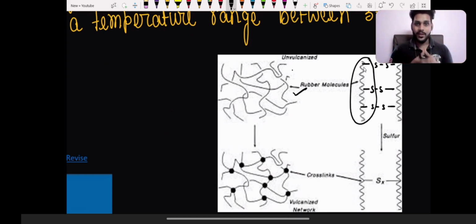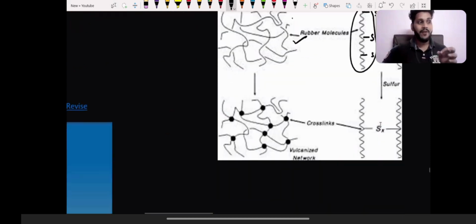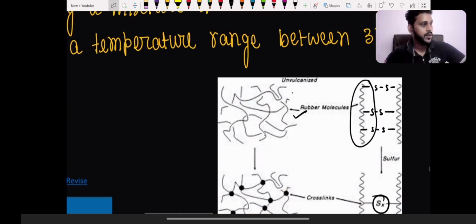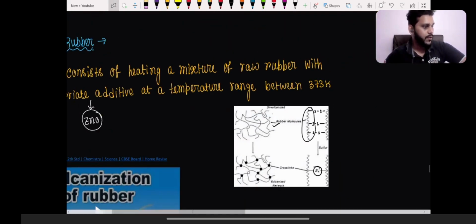Just like united we stand, divided we fall. Separately, they are not really that strong, but the moment you have some sulfur linking them like that, they would be stronger now. Very simple with respect to understanding that concept. So guys, what are we doing here? Have a look.